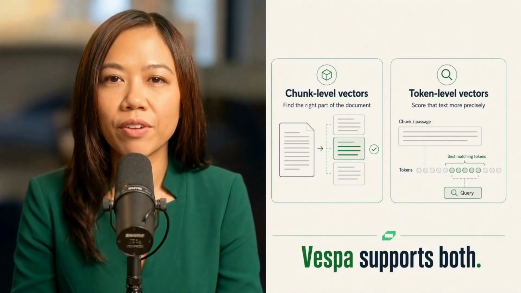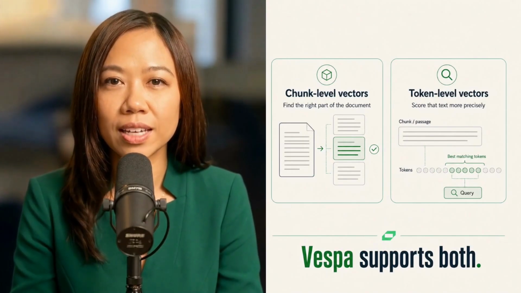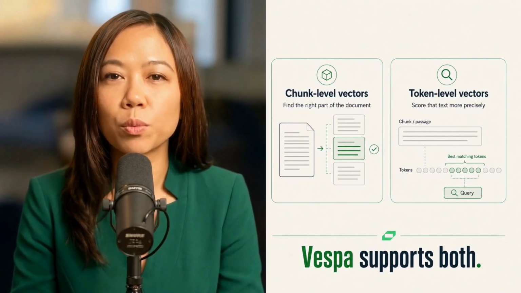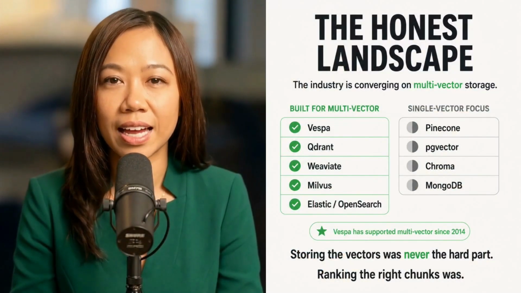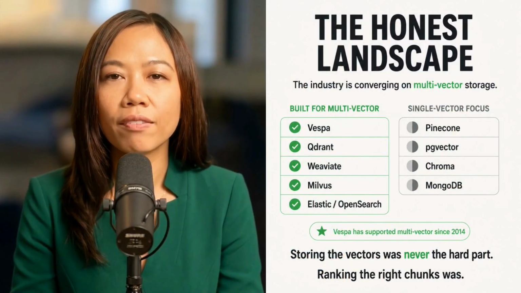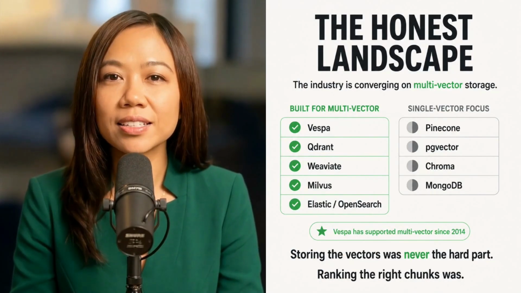So there are two levels. Chunk-level vectors help you find the right part of the document. Token-level vectors help you score that text more precisely. Vespa supports both. Now that we have explained chunk-level vectors and token-level vectors, let's be clear about the competitive landscape. Qdrant, Weaviate, Milvus, Elasticsearch, and OpenSearch have all moved toward multi-vector support in different ways. That is a good thing.